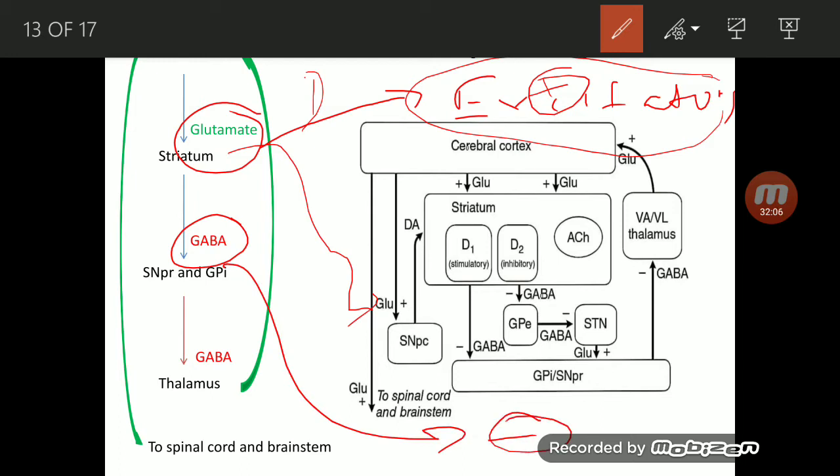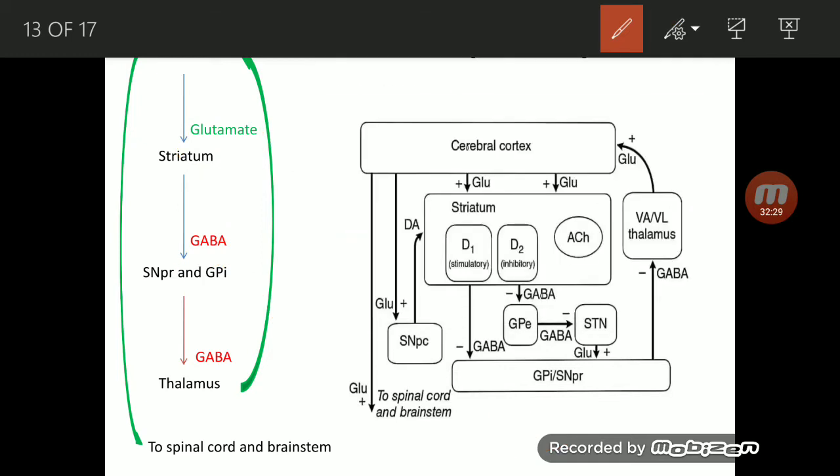It will tend to stop whatever you are doing. So if you are watching TV and GABA comes, it will cause you to stop watching TV. So that is the difference between excitatory and inhibitory. Excitatory will excite you to keep on doing that particular thing, whereas inhibitory will tell you to stop doing that thing.